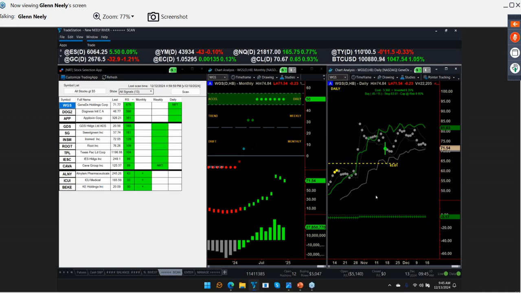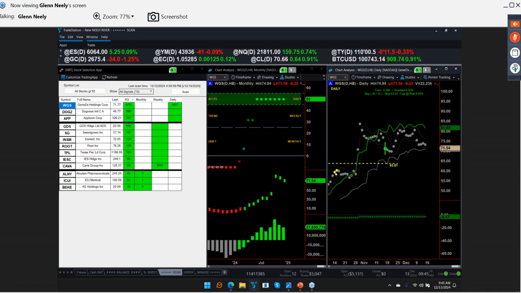It's very specialized, secretive. I never told anyone how this is created except for Stefan, my programmer, but I've been using this for about 30, 40 years, and it gives very good overbought, oversold, buy signals, trend analysis, and it's very sophisticated.